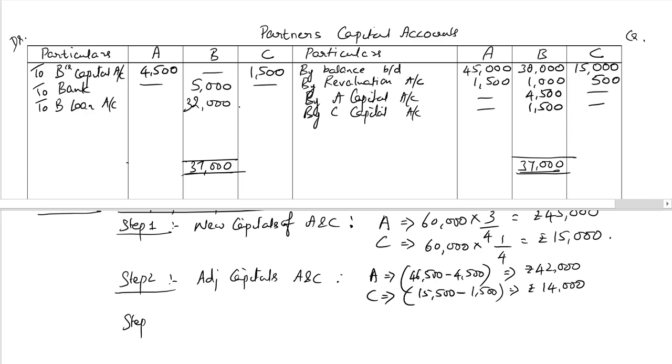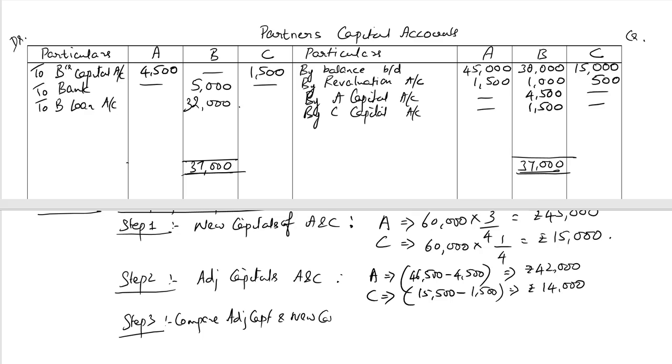Step 3 is to compare adjusted capitals and new capitals. In the case of A, adjusted capital is 42,000, whereas the new capital is 45,000. A has to bring in cash into the firm for the difference amount, which is rupees 3,000. In the case of C, the adjusted capital is 14,000 and the new capital is again greater than the adjusted capital. Therefore, C also has to bring in cash of rupees 1,000.